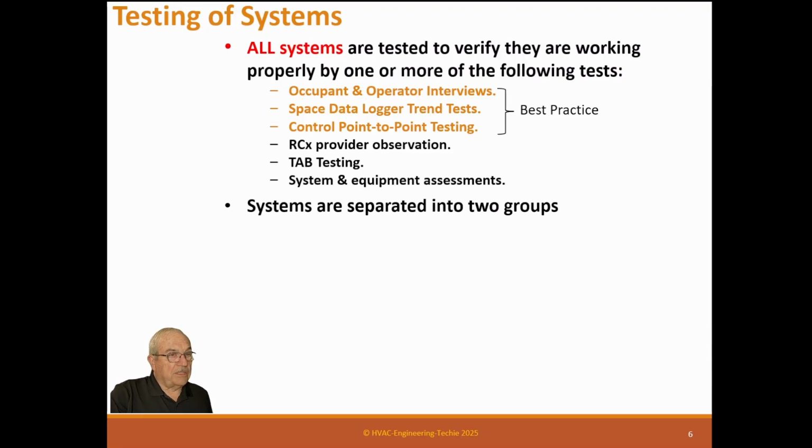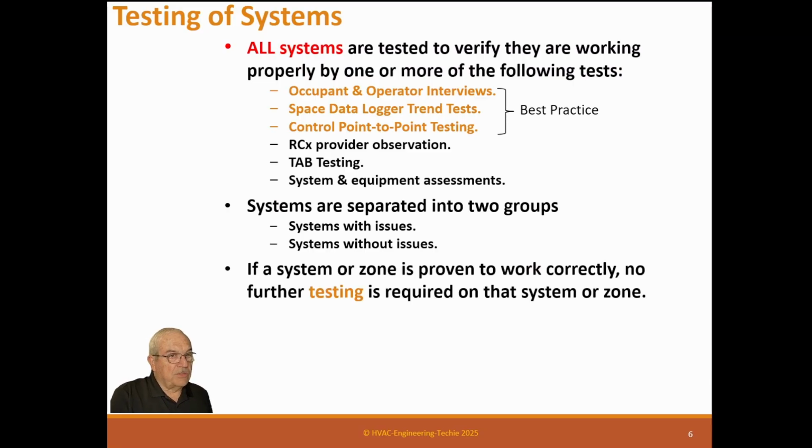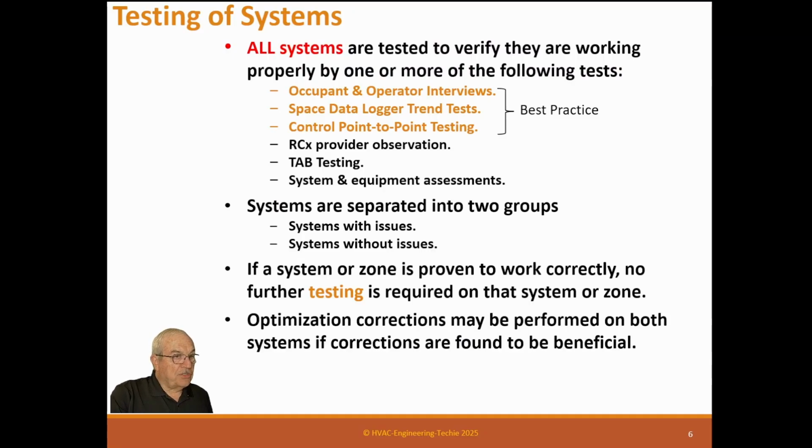System and equipment assessments. We did a whole bunch of assessments. Systems are separated into two groups, systems with issues and systems without issues. If the system or zone is proven to work correctly, no further testing is required on the system or zone. However, optimization will be done. Optimization and corrections may be performed on both systems if corrections are found to be beneficial.